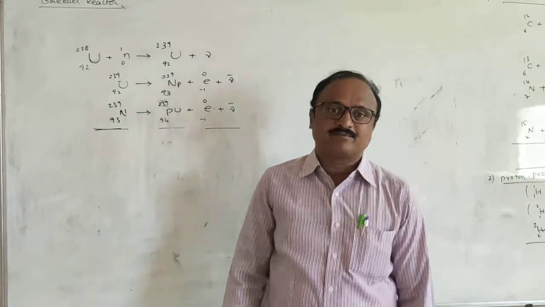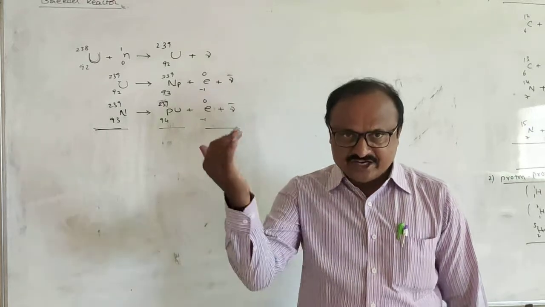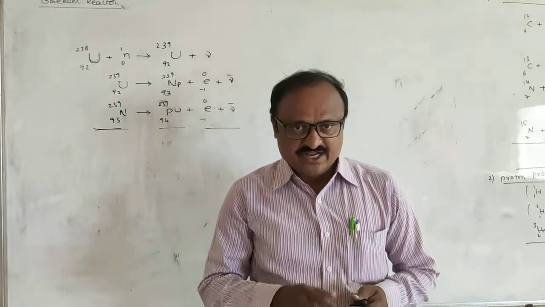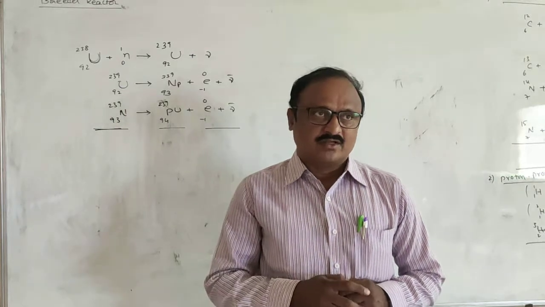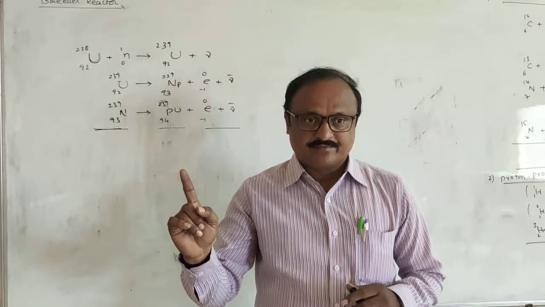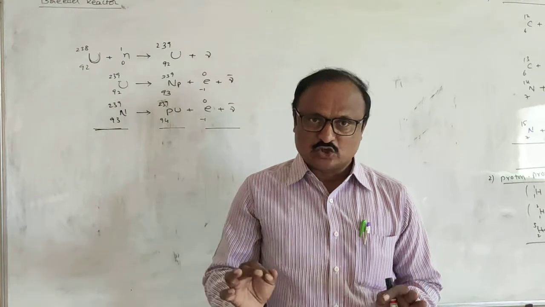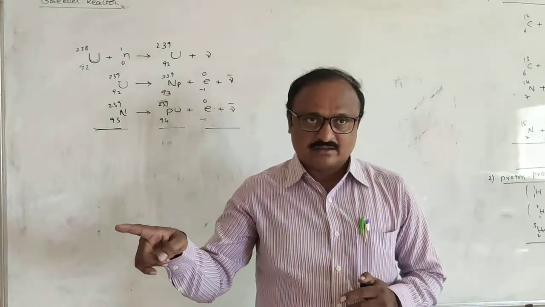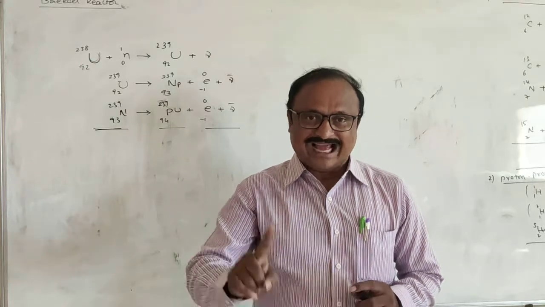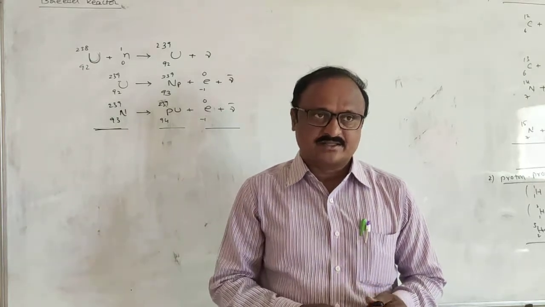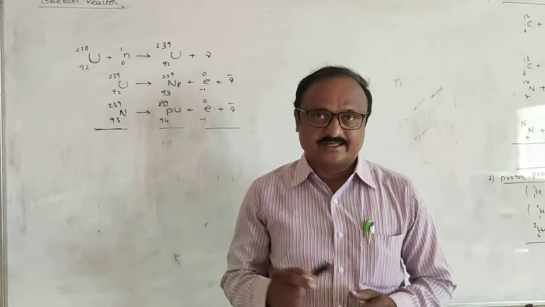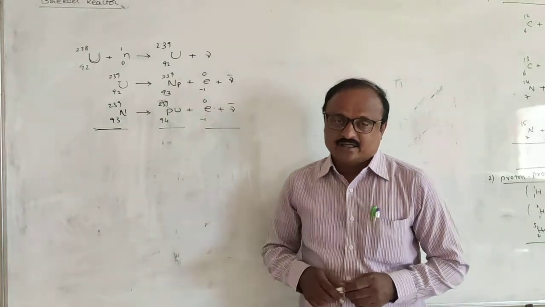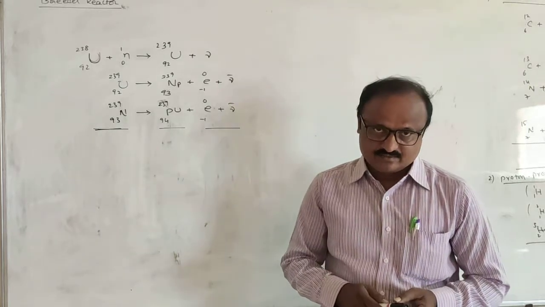In that situation, the chain reaction is said to be in decelerated state. It is also called subcritical state. If K is equal to 1, the chain reaction is said to be in equilibrium state. That is also called critical state. If K is greater than 1, the chain reaction is said to be in accelerated state. It is also called supercritical state. Right? Okay.